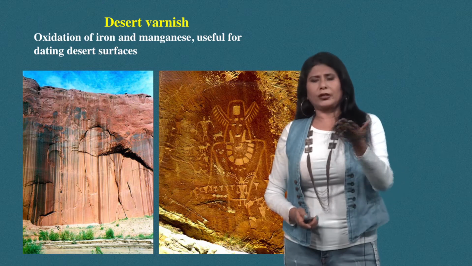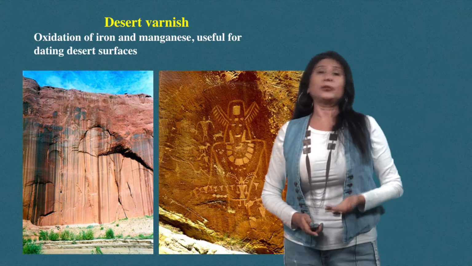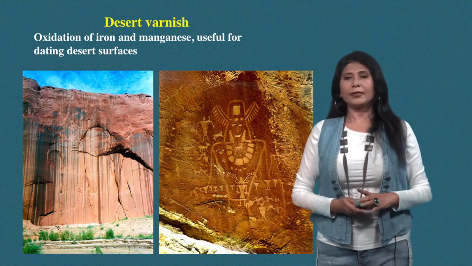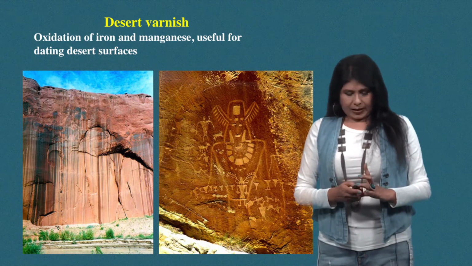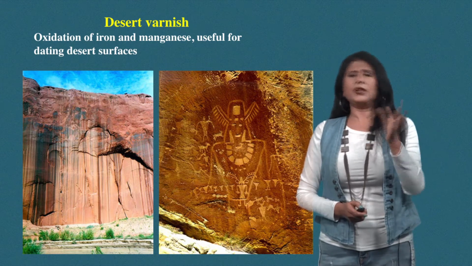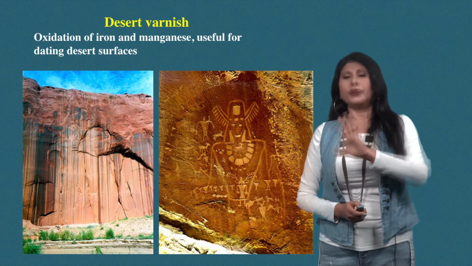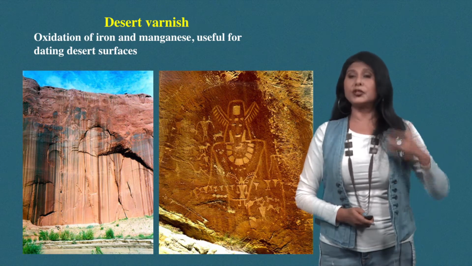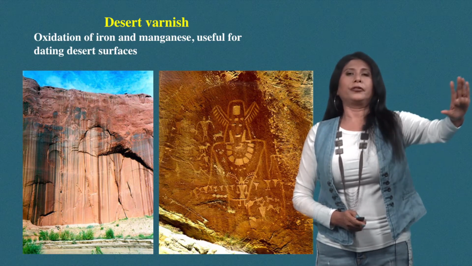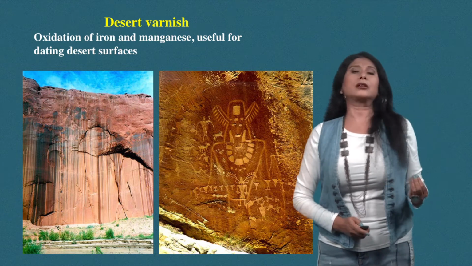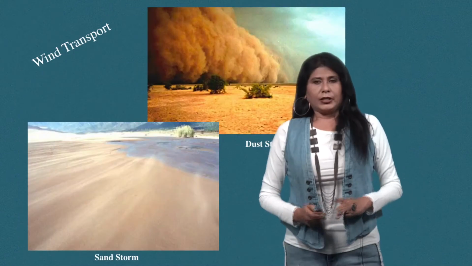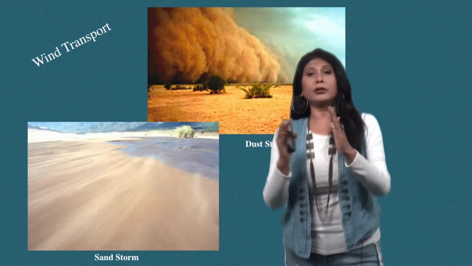The rocks present in the desert many times have a red color from oxidation on them. And we also find ancient, very interesting carvings on these rocks, which archaeologists use to formulate the history of the civilization, if at all it occurred in these deserts, like how we have the Indus Valley civilization. So how does wind do the transportation?